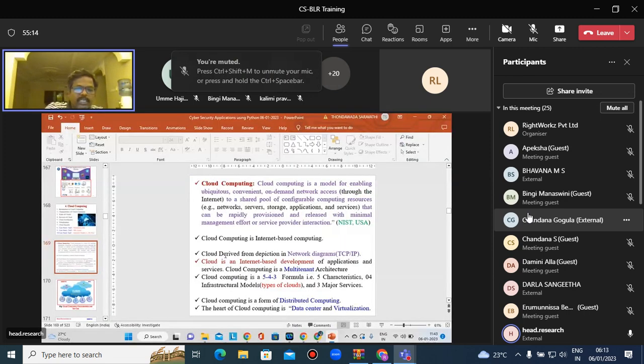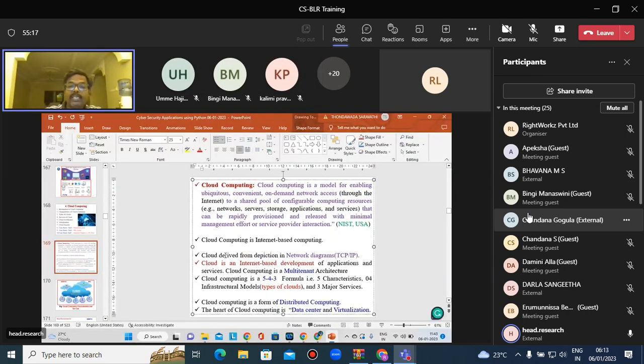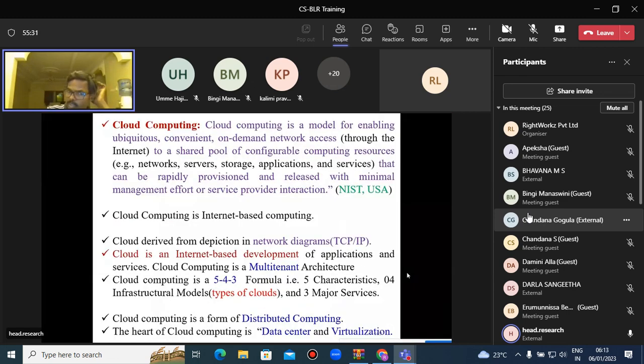So cloud computing is derived from network diagrams like TCP/IP protocols. Means transmission control protocol, and you can call it as internet protocol. Cloud is even in computer networks derived from the ARPANET. You know ARPANET, Advanced Research Projects Agency Network, which is located at USA, AT&T Bell Laboratories, very famous laboratory. Network diagrams like TCP and IP. So cloud is derived from the network diagrams.